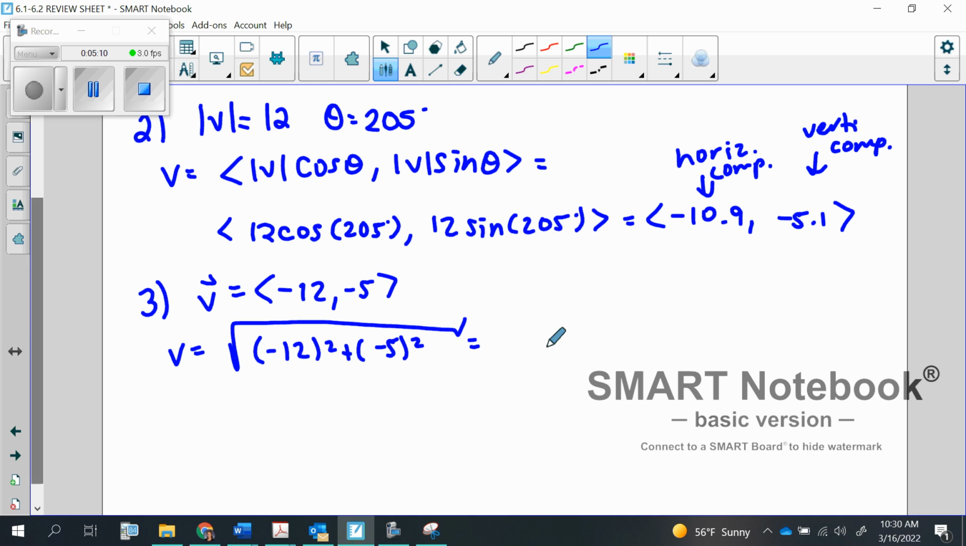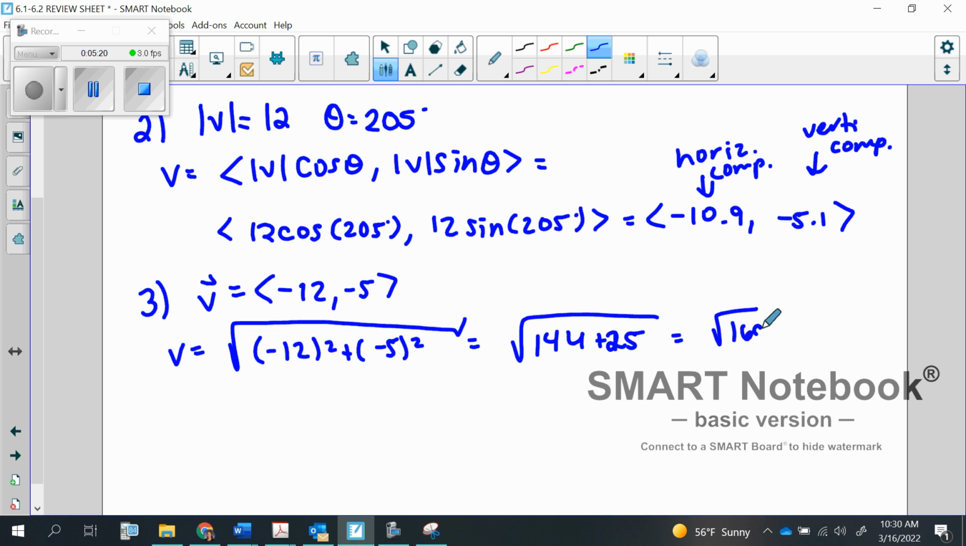Okay, we'll simplify it. 144 plus 25, which ends up getting me the square root of 169, which works out really nicely to be 13. So this is my magnitude, and I should have written it like this. Apologize.